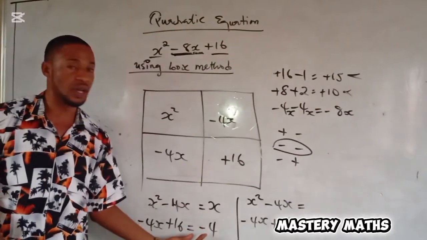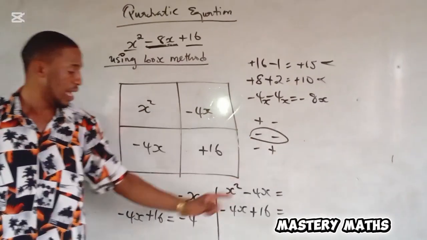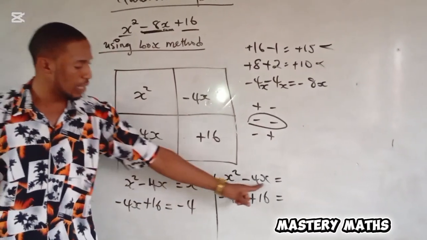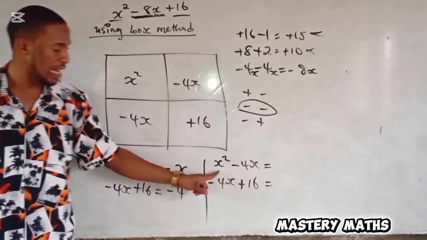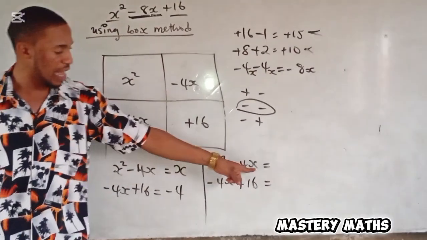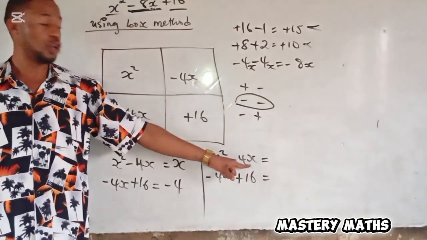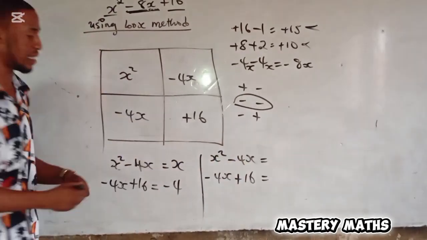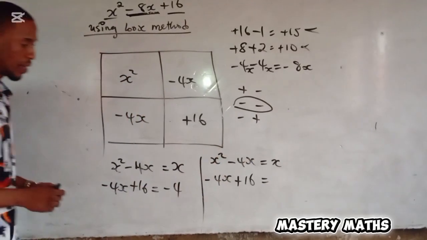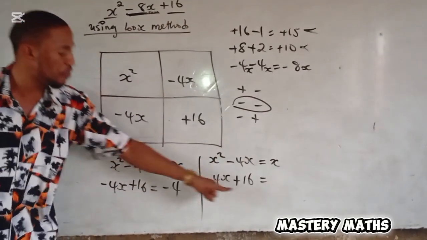Now the same thing that was done here, that's the same thing you do here. You ask, what is the common factor? The common factor here is x. X squared is here and x is here. So x into x is x, x into 4x is 4. So our common factor here is x. You place your x.